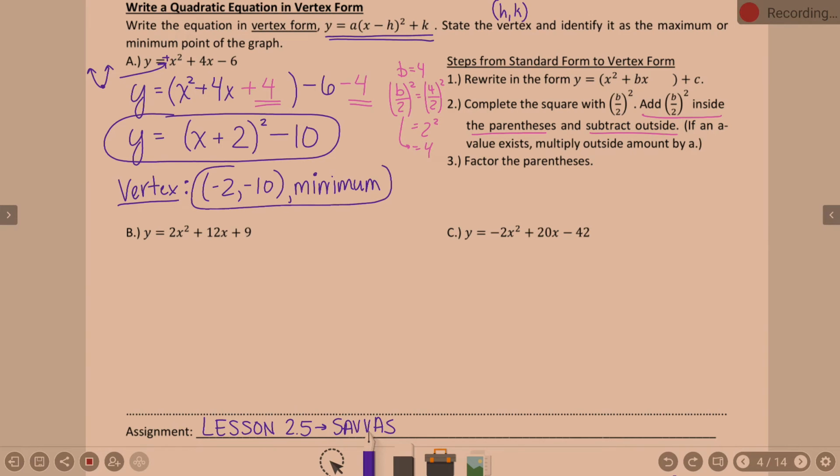So that's just being able to recognize, does my vertex open right side up? Then the vertex is at the bottom, so it's a minimum. Or does my parabola open upside down? Then my vertex is at the top, and it's a maximum.